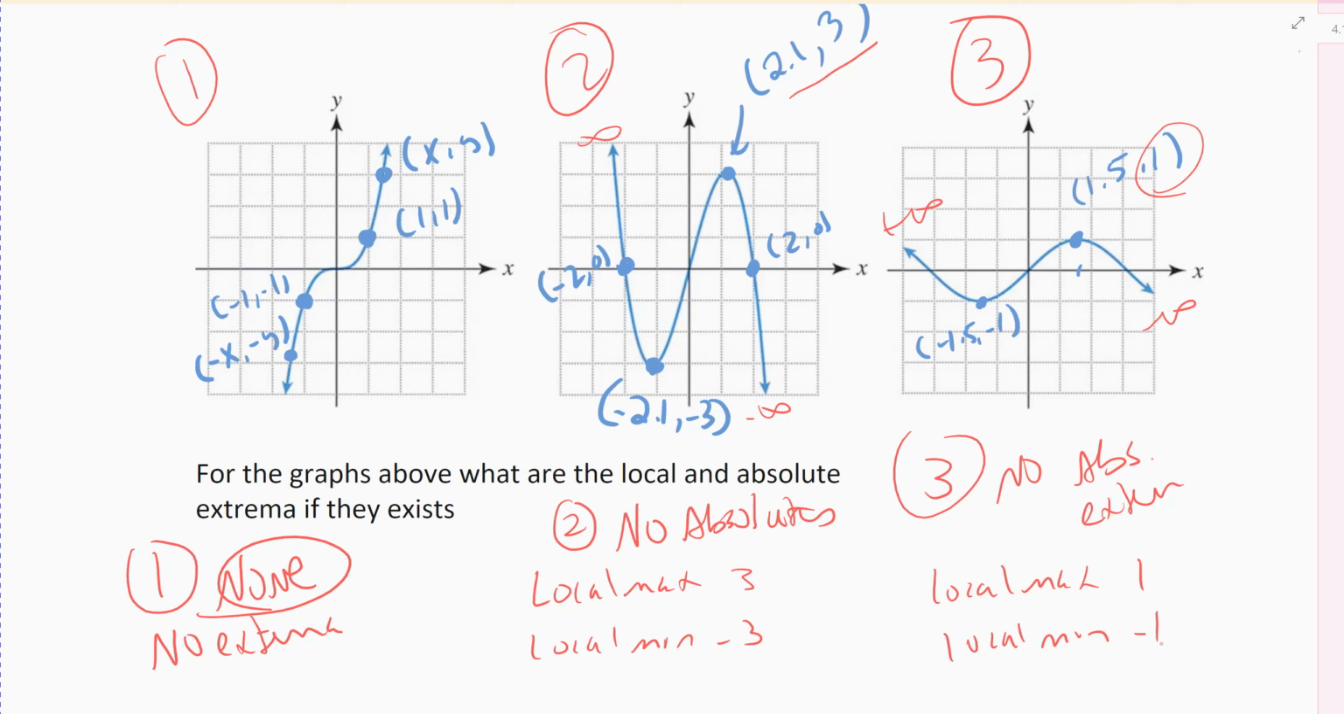Alright, we will stop there. We'll pick up the theorem, and determining even and oddness, in the next set of notes.